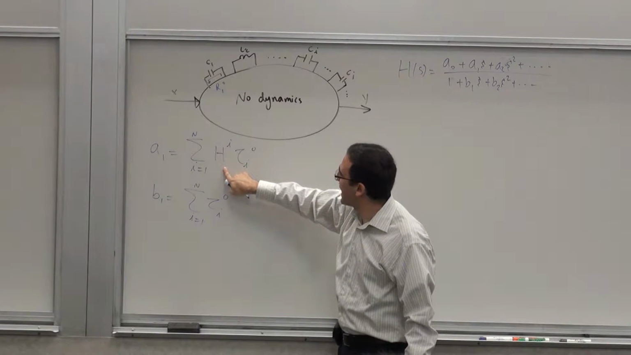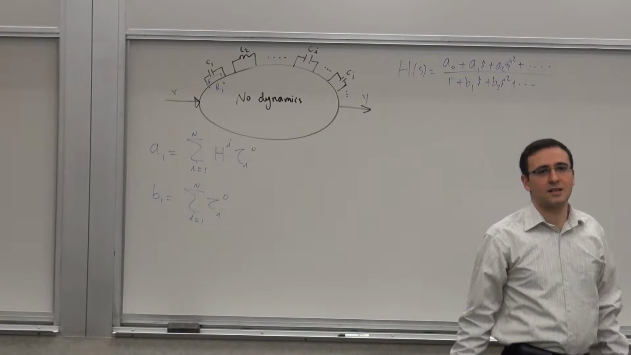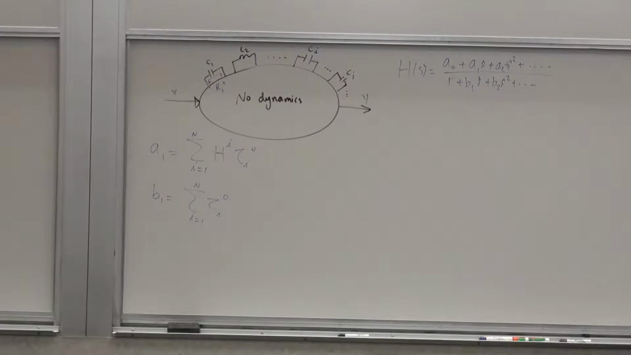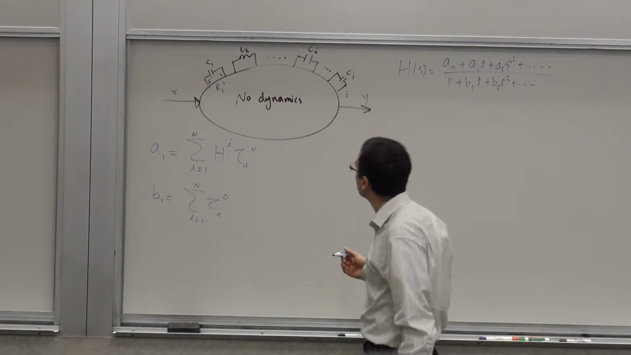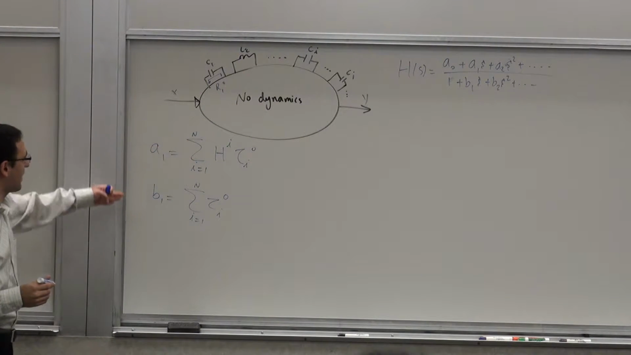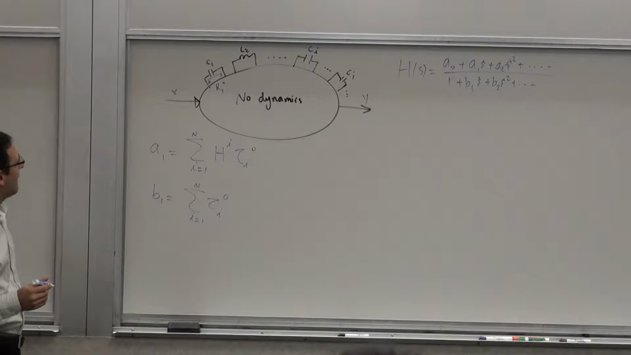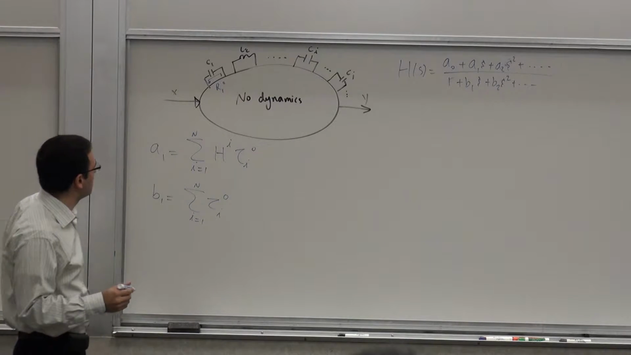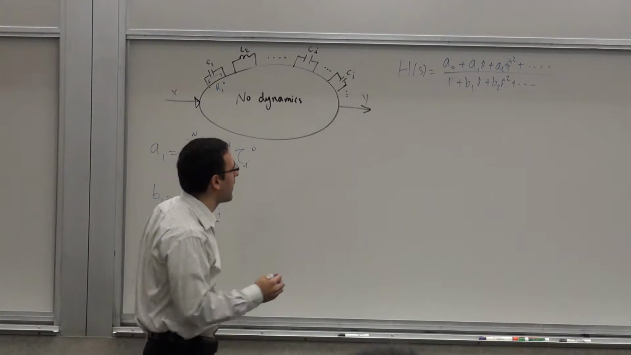We saw those as Hi tau i's, and that it's the sum of these. We proved this last quarter, and that basically gives you the overall response of the system through A1 and B1. So this was basically what we derived so far.